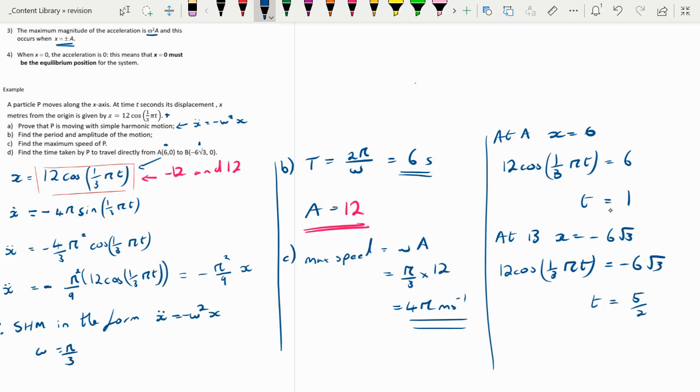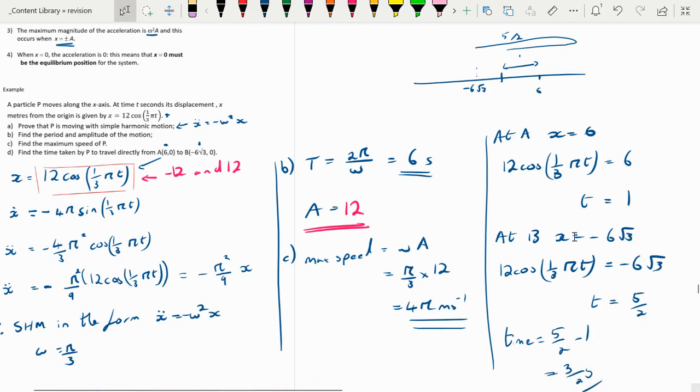So let's think about what this is. It's 1 second to get to 6, and then it's 5 over 2 to do this kind of movement. So I simply want the time between them. So time is going to equal 5 over 2 minus 1, which is going to be 3 over 2 seconds, or 1.5, however you've written it is fine. Either will give you the correct answer.